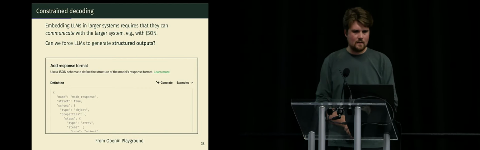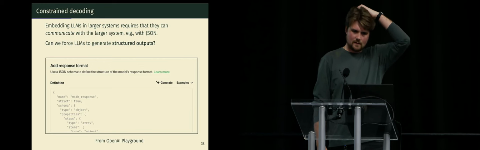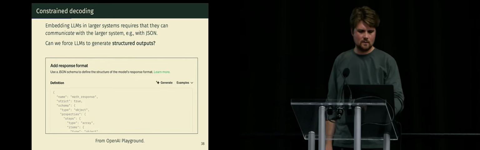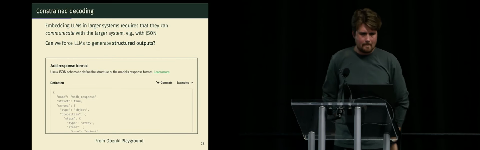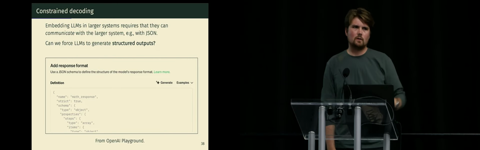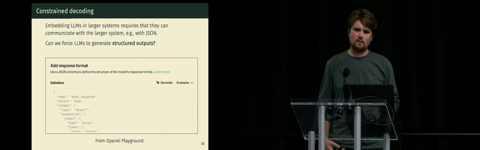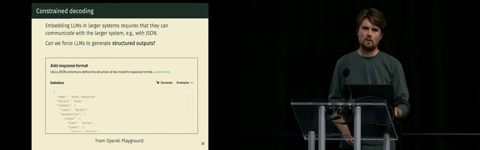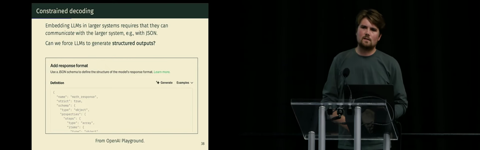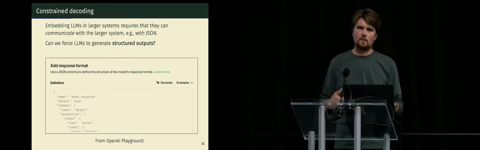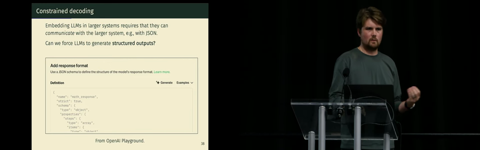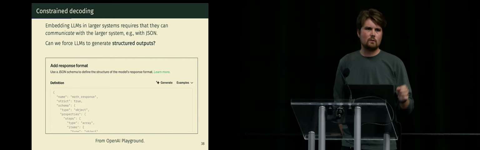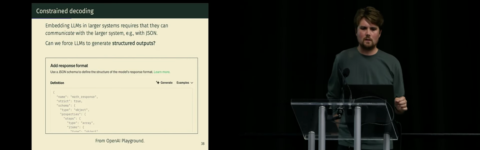All right, and now we're going to go over the third part of this section, which is constrained decoding. When you're embedding a language model into a larger system, say a larger program, you want the language model to be able to communicate with other parts of the program. By nature, language models are trained to output natural language, which doesn't always play well with your Python program. So one thing you can do here is constrain the language model to output something that the rest of your program can understand.